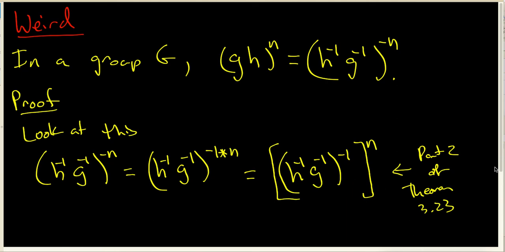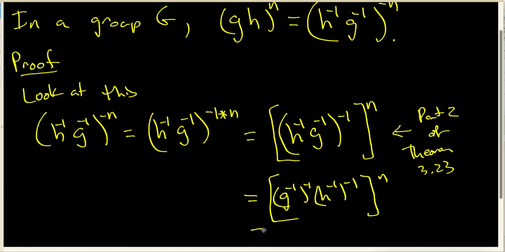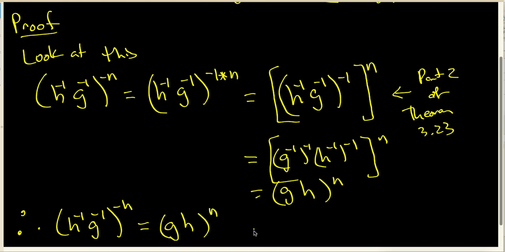But I also know how to handle that inverse of a product. That inverse of a product is going to be G inverse's inverse times H inverse's inverse, and that mess is going to be raised to the n. But of course, G inverse inverse is just G, and H inverse inverse is just H, and so we actually do wind up having G times H to the n. And so we can say that H inverse G inverse raised to the minus n does indeed equal G times H raised to the n, and that completes the proof of Theorem 3.23.